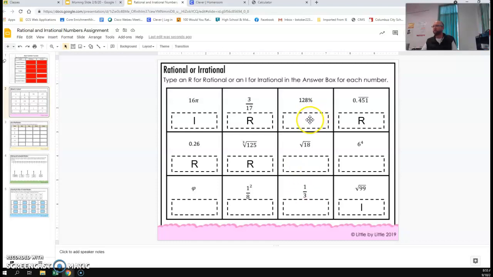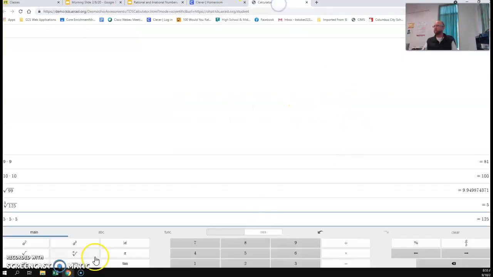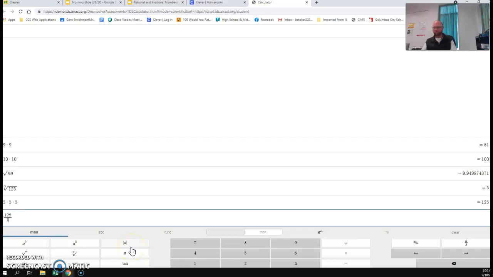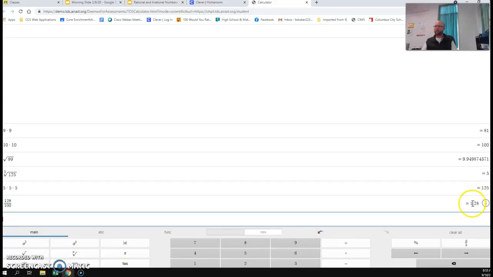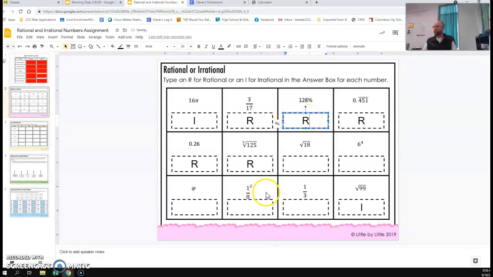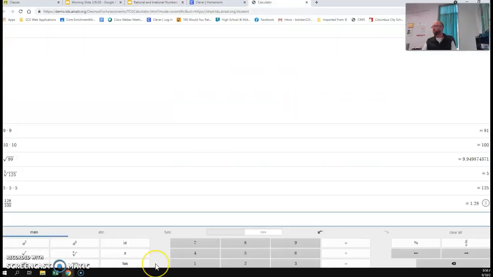Okay, now that you've paused. So, 128%. You can always convert a percent to a decimal by taking the percent and dividing it by 100. That answer is 1.28. That's a terminating decimal. That makes it a rational number. Square root of 18. Again, you can evaluate it one of 2 ways, or you can just use the fact that you know that 4 times 4 is 16 and 5 times 5 is 25.